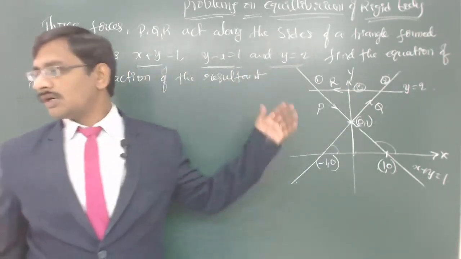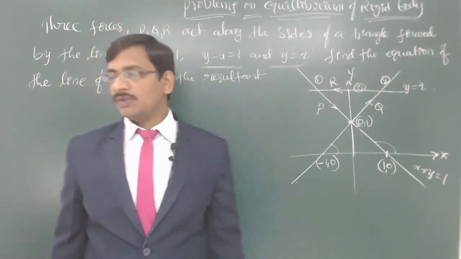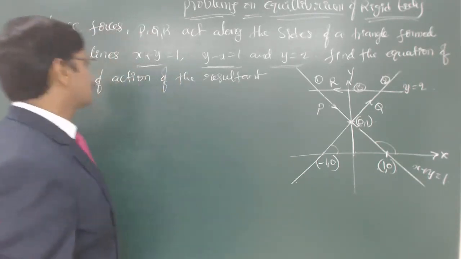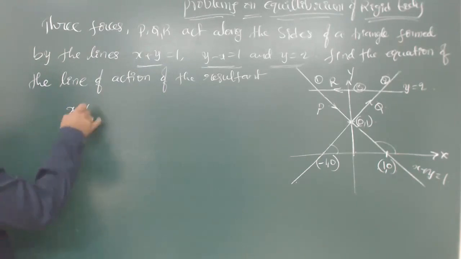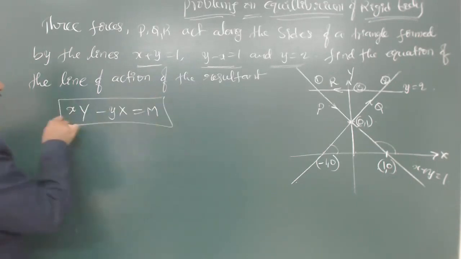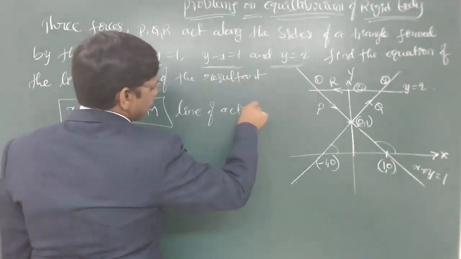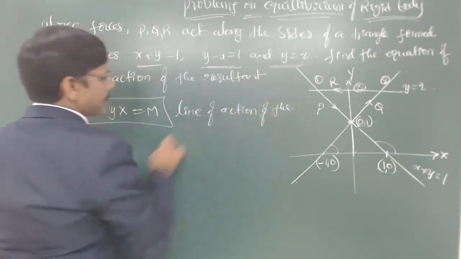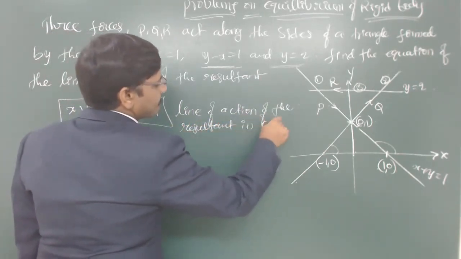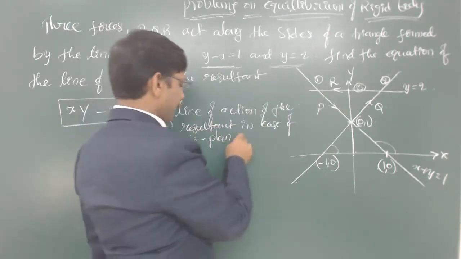Now actually we have got all the information that is needed here. So based on this information, can you try to find out the equation of the line of action? We have the line of action which we derived in the previous class, that is x into capital Y minus y into capital X is equal to m, which is the line of action of all the forces.